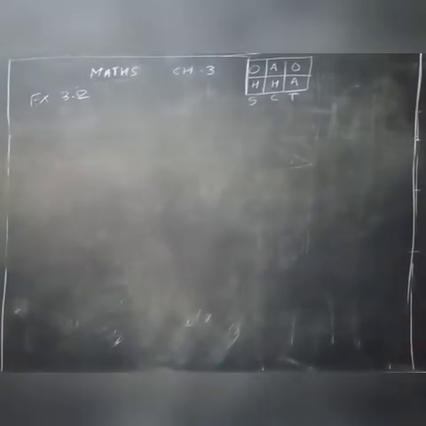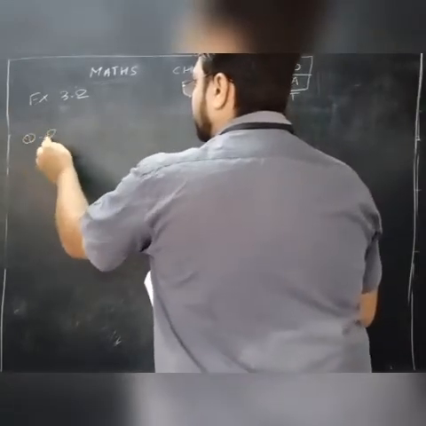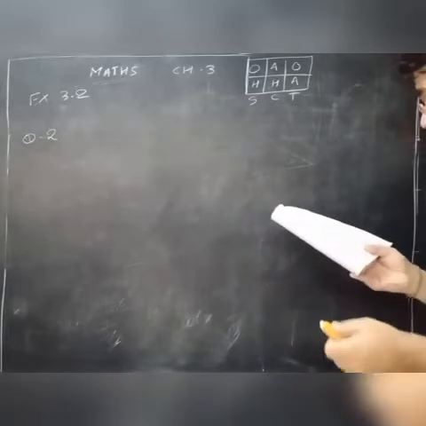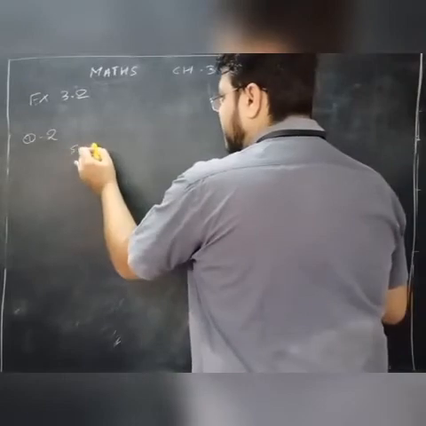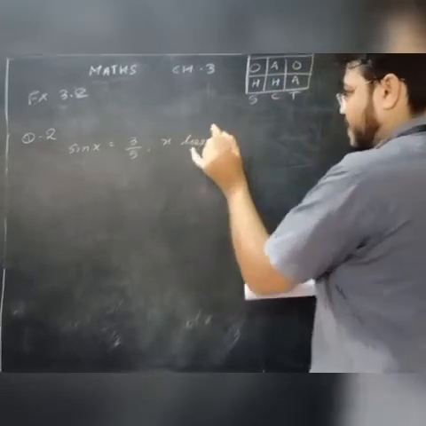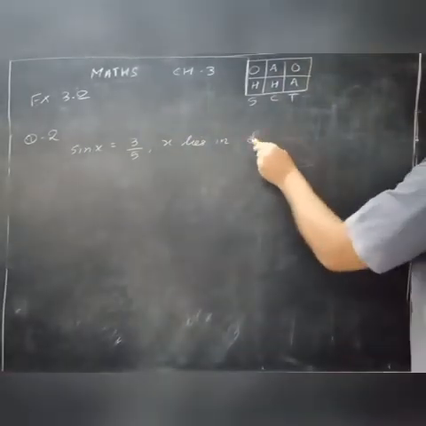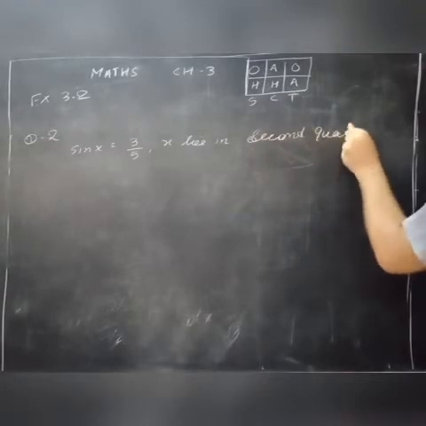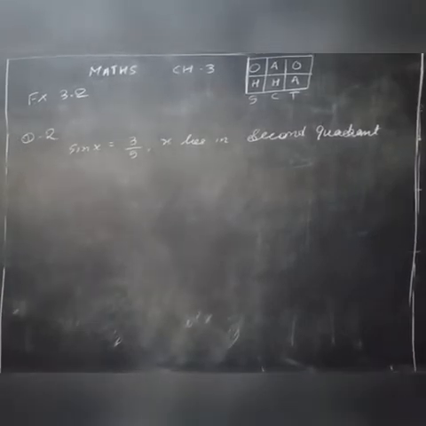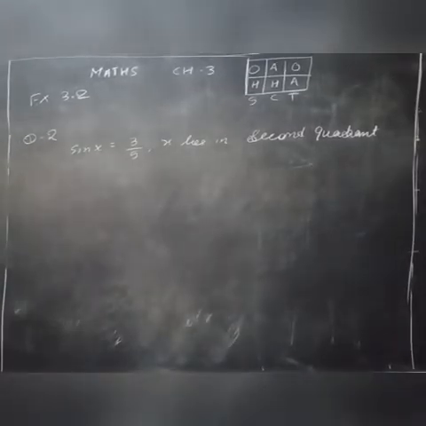Let's try to understand the second question. From 1 to 5, the same logic is to be applied in each and every question. So let's try the second, and I want you to try the third, fourth and fifth. Here it is given sine x is 3 by 5 when x lies in the second quadrant. If you can recall, sine is positive in the second quadrant and the reciprocal of that, cosec x, is positive.